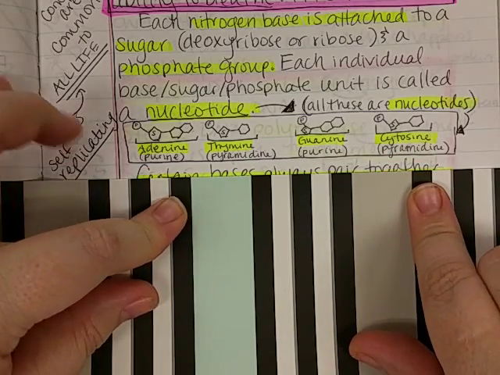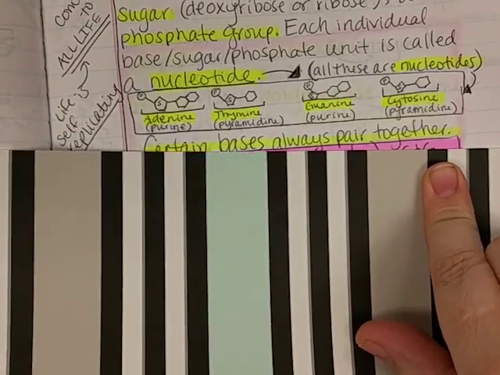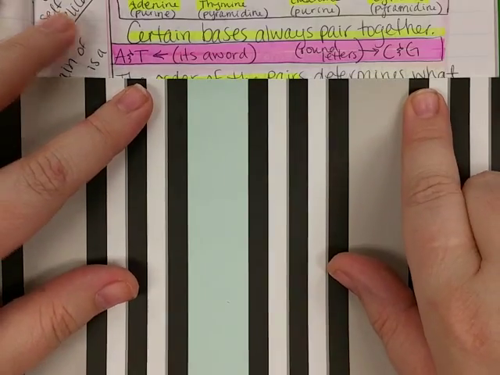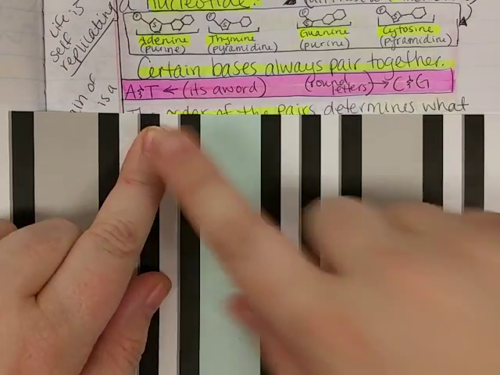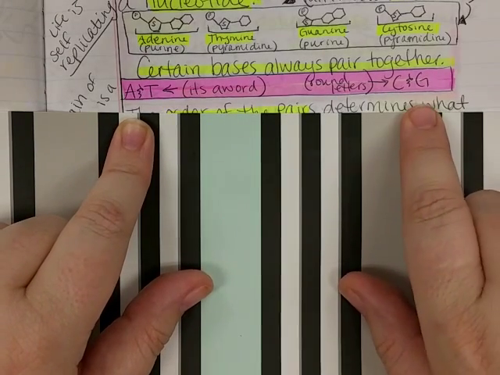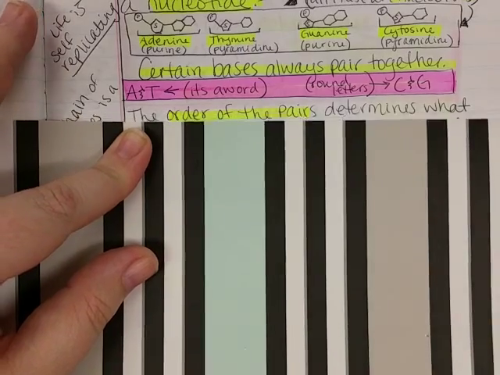Yes, you have to draw it. Yes, you have to label them. Yes, you have to write the words underneath. Certain bases always pair together. Always. And this is how I remember. A and T go together. It's a word. It's at. And then the round letters go together, C and G. That's the easiest way that I found to remember it.